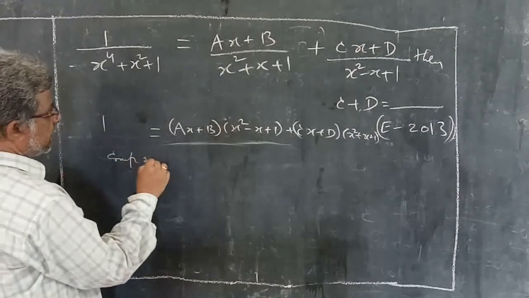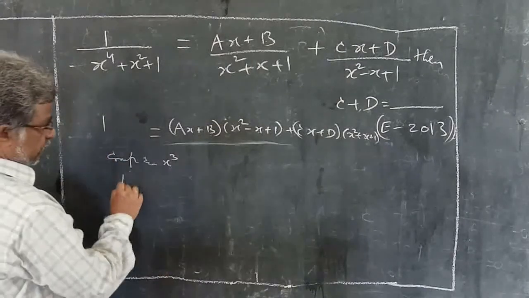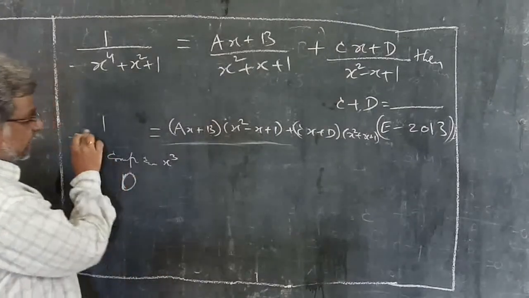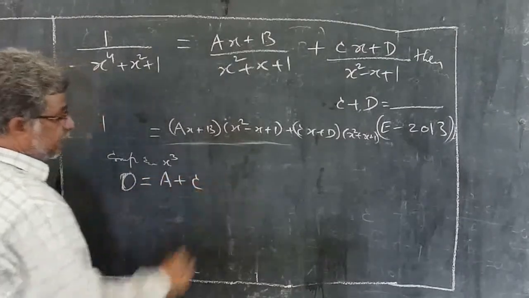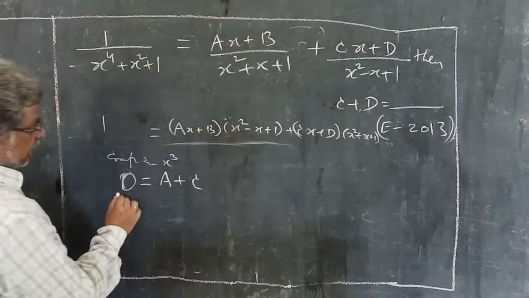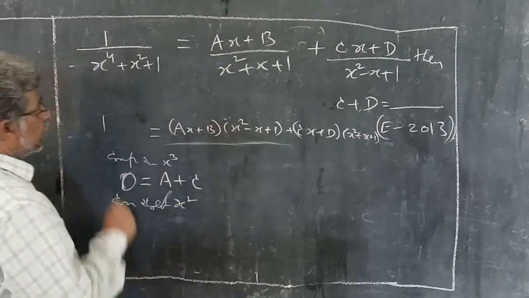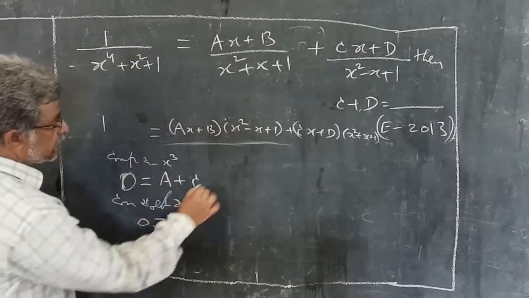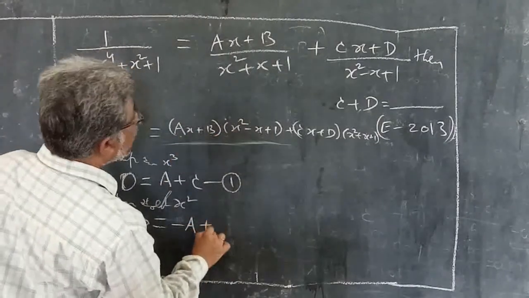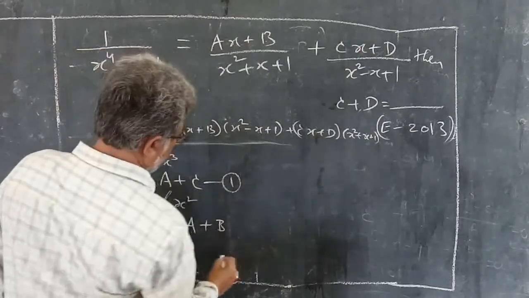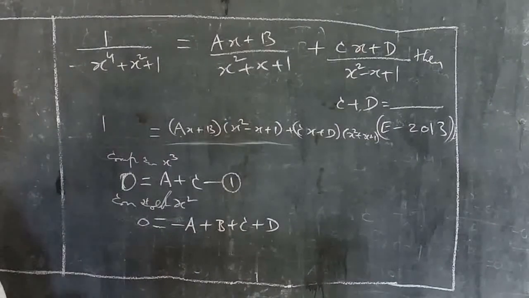Now comparing coefficient of x cube, what do you get? Coefficient of x cube: this side there is no x cube, so 0 equal to a plus c. Next, comparing coefficient of x square. X square on this side is 0, and this side it is minus a plus b plus c plus d.